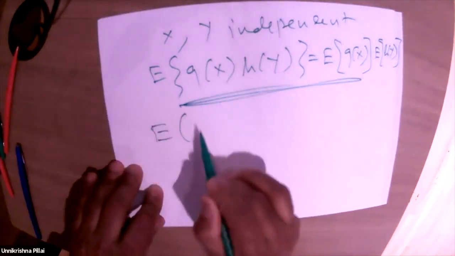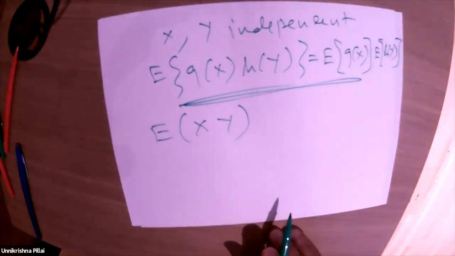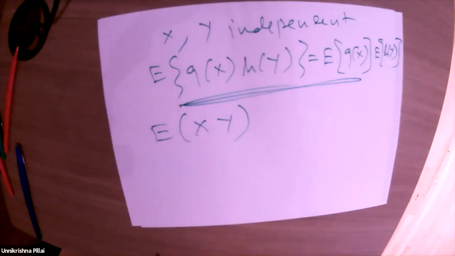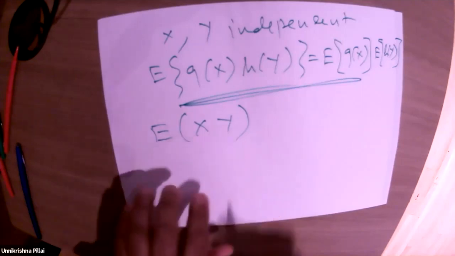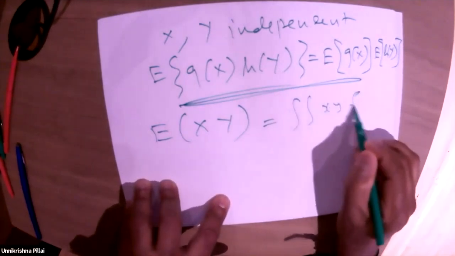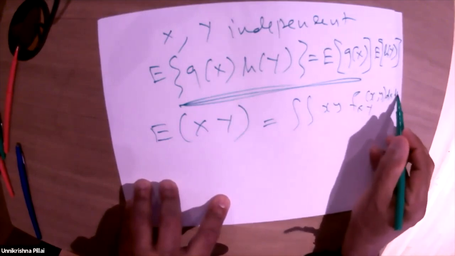So one useful parameter is this expected value of XY. Remember, this is something similar between the mean and the variance, right? The variance involves the expected value of x squared. Mean is the expected value of x. So we are bringing in two random variables. So this is the double integral of xy f_XY(x, y) dx dy.